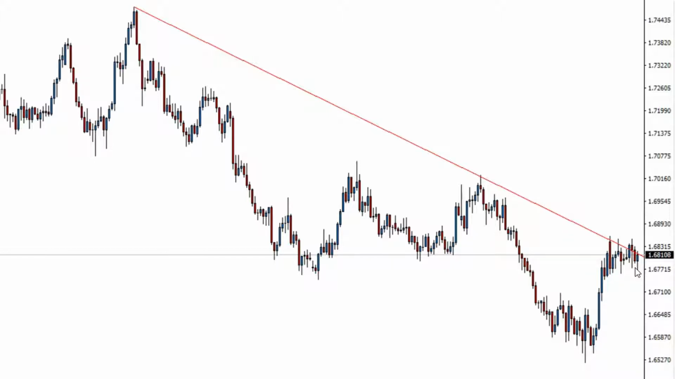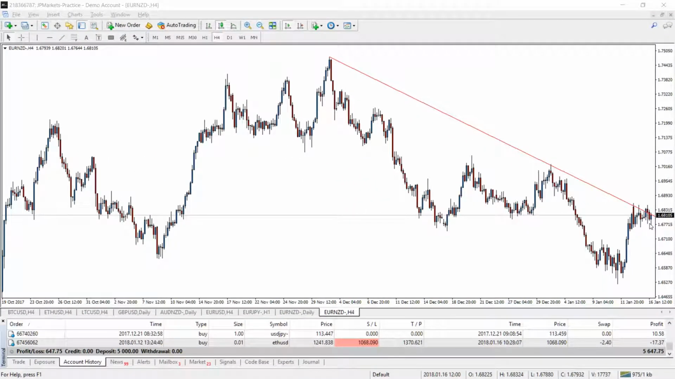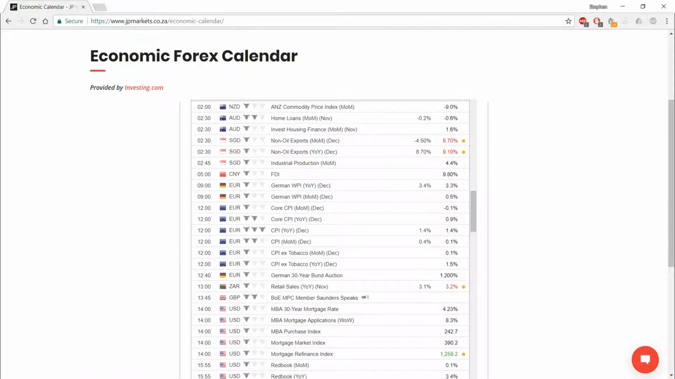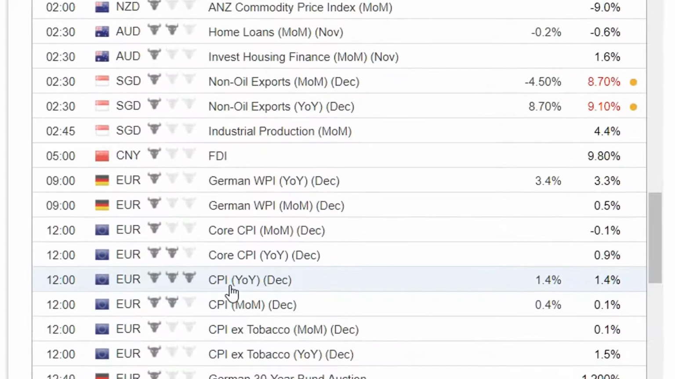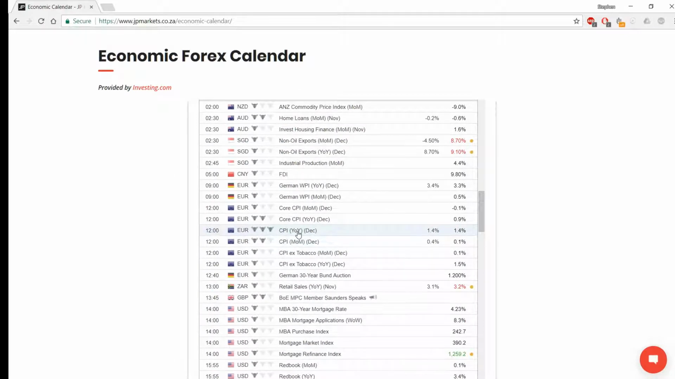Another thing that's interesting about this trade is tomorrow we're going to be having a news event coming out. Let me load it up for you in front. There we go. Here I'm on the JP Markets economic calendar, and tomorrow at 12 o'clock we have the CPI coming out of the Eurozone, which is a very important financial indicator. It's a good way for us to see how things are looking in the Euro. If this comes out positive, it means that the Euro is likely to get stronger.